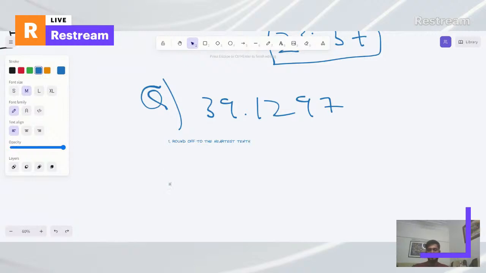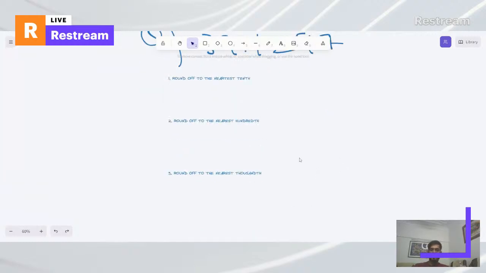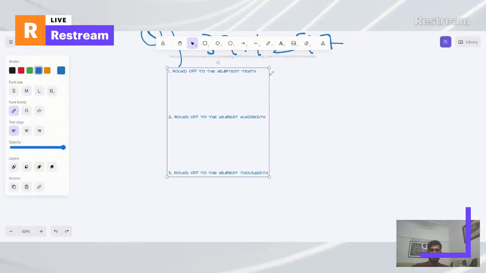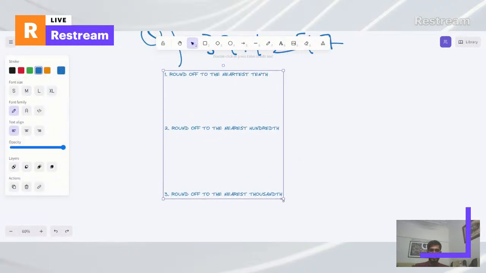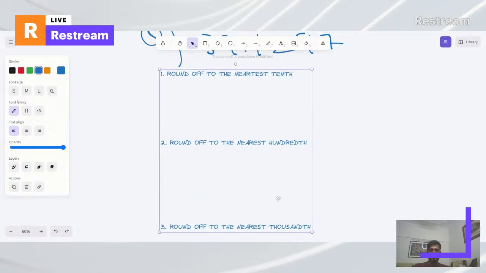In the second part, round off to the nearest hundredth, right? And then in the third part, round off to the nearest thousandth, right? So these are the three questions that we have. I'm sure everybody can see the screens, right? It's visible to everyone.